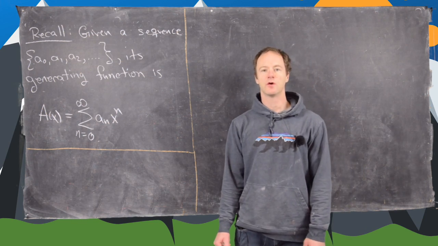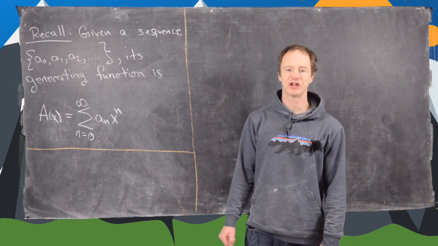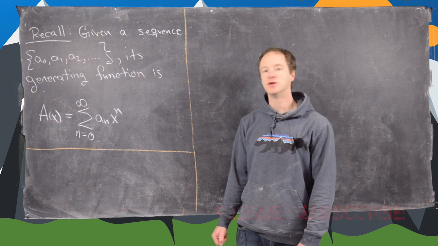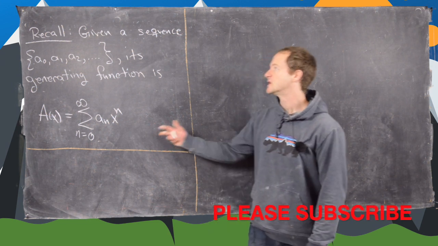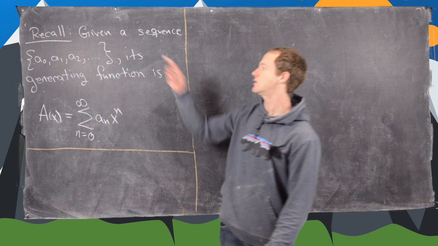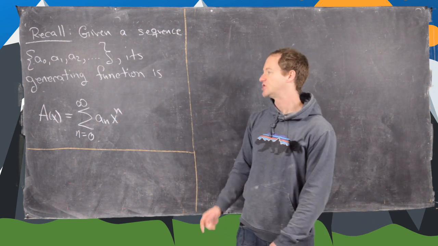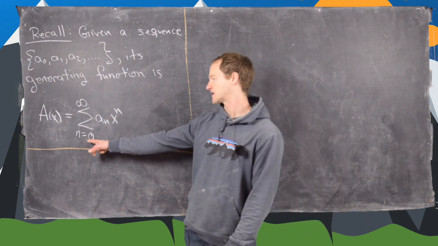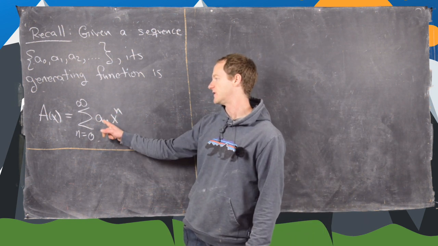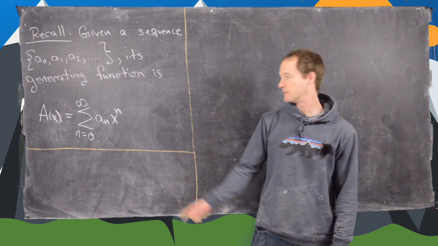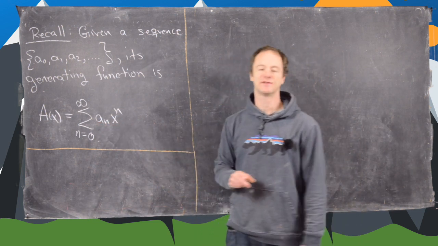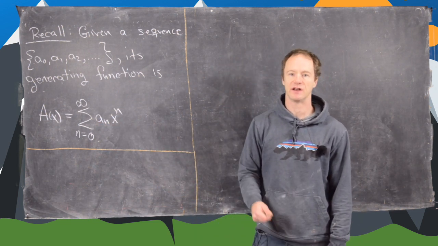Okay, in this video we're going to look at a tool for manipulating generating functions to come up with new combinatorial identities. So let's just recall that given a sequence of numbers a_0, a_1, a_2, up to infinity, its generating function is given by A(x), which is the sum n equals 0 to infinity of a_n x^n. So in other words, the coefficients of this power series are given by this generating function.